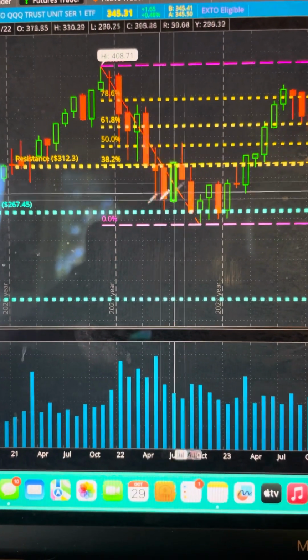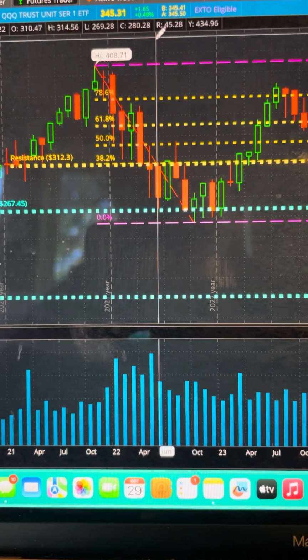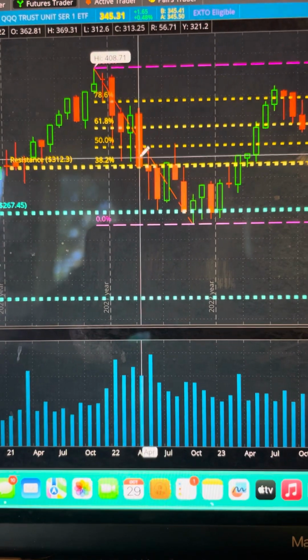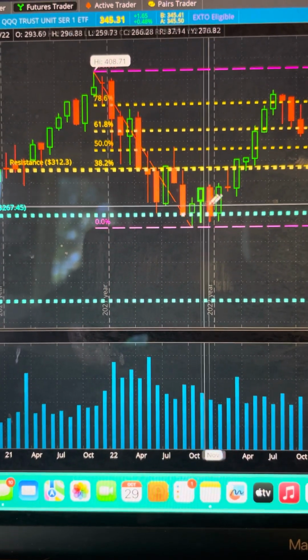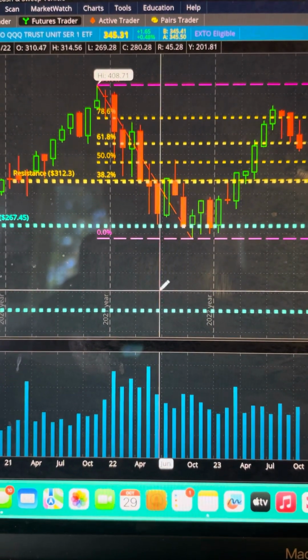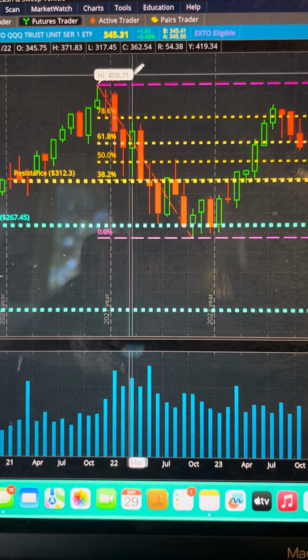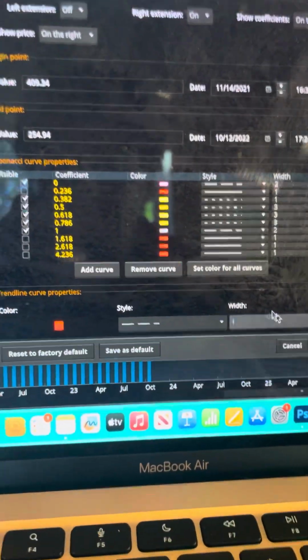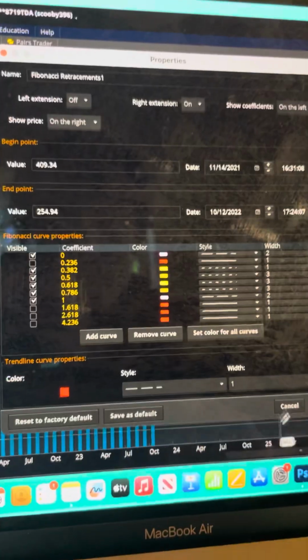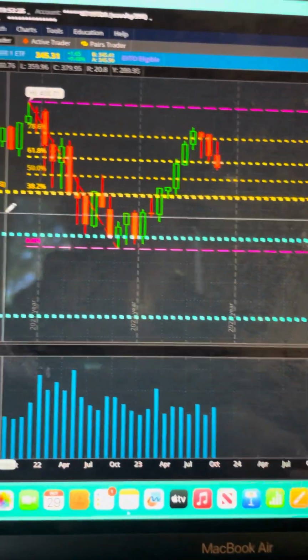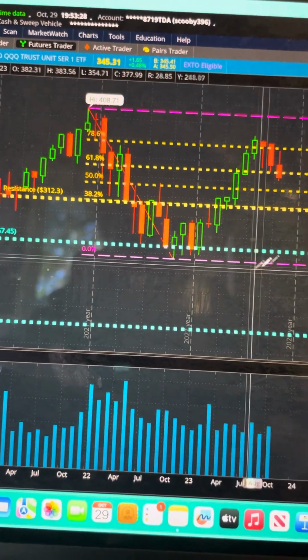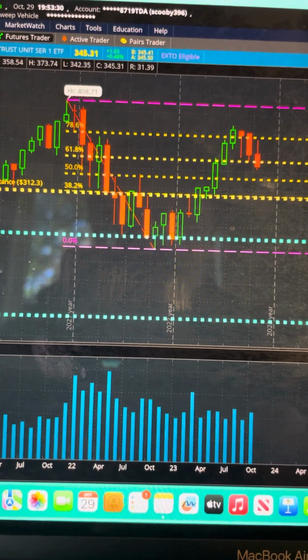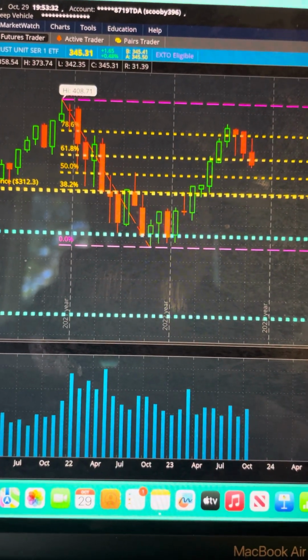Those are the most important levels. People go in the higher levels, but for day trading, it's honestly just worth doing these levels right here. It's super customizable too. You just go in, edit properties, do what you want, do the colors, style, width. You can do whatever you want with it. But yeah, that's how you do it. I'll show you on the lower time frame how to do it too.